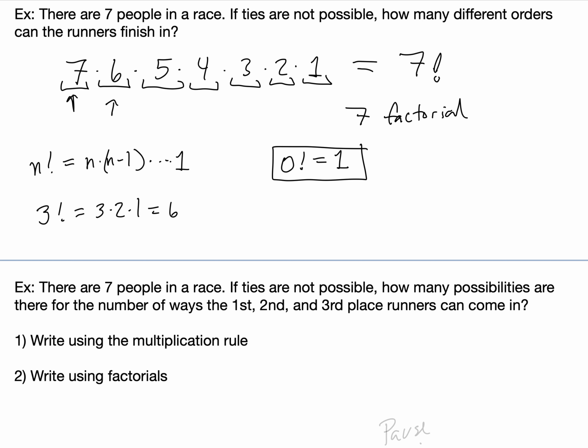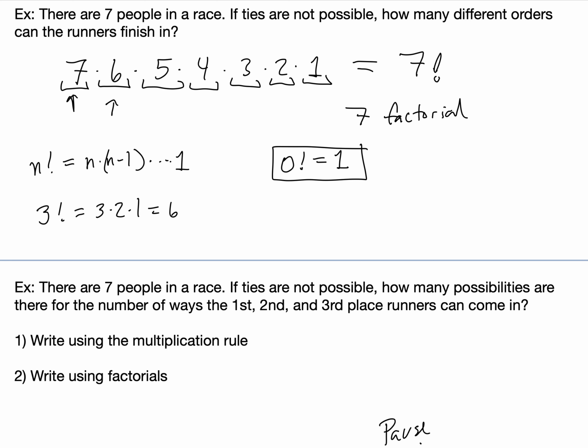So let's look at a similar question. If there are 7 people in a race and ties are not possible, how many possibilities are there for the number of ways that the first, second, and third place runners can come in? So try thinking about this in two different ways. Try to write this using the multiplication rule, and then also try to write this using factorials. So I will pause and you can think about it for a moment.